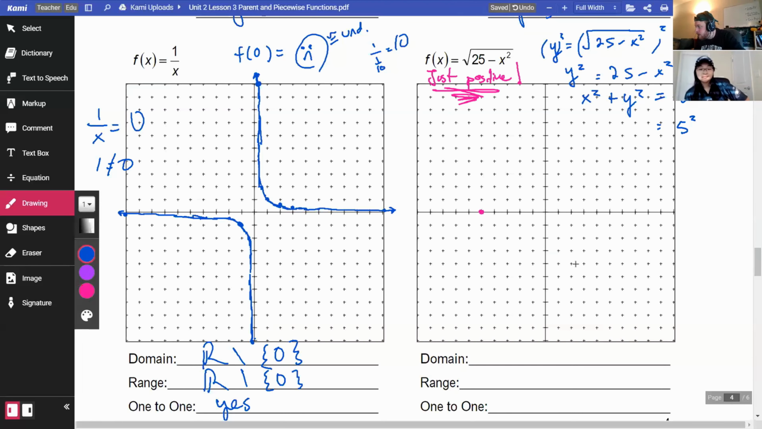Negative 5, 5, right there. I'm doing this one in pink, just because pink is great.